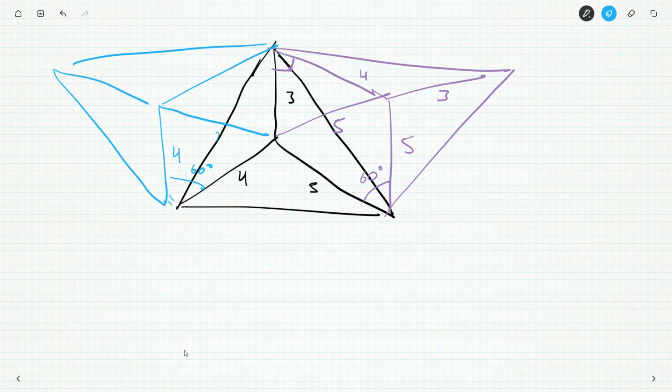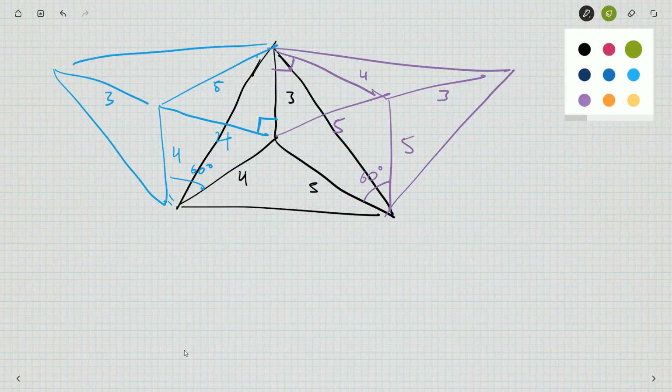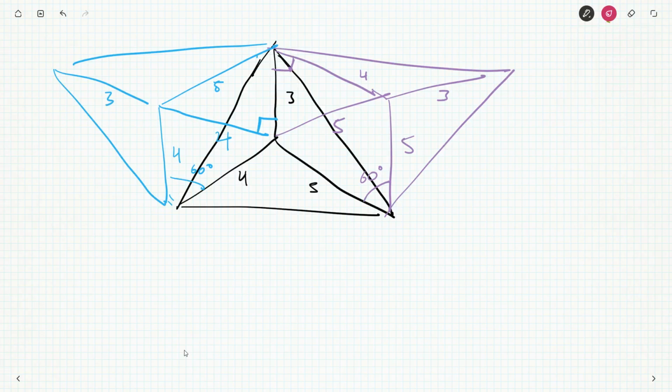So this is 4 here. And we got a 3, and this is 5. So this down here is a right angle. This one's 3. And we'll make it red, because the other one was green. I try and use my colors equally.